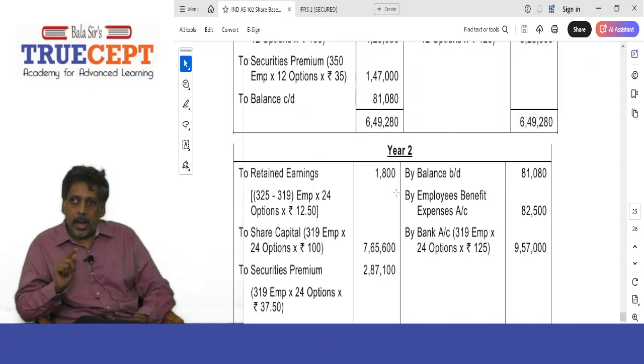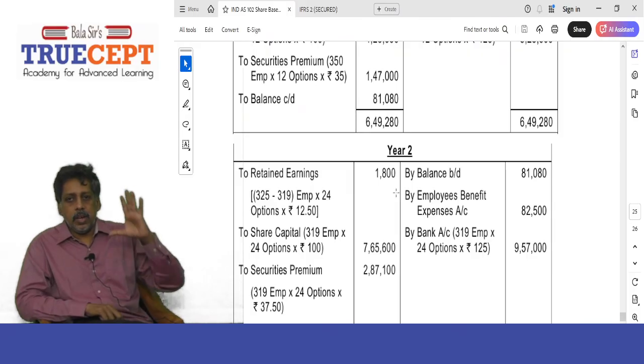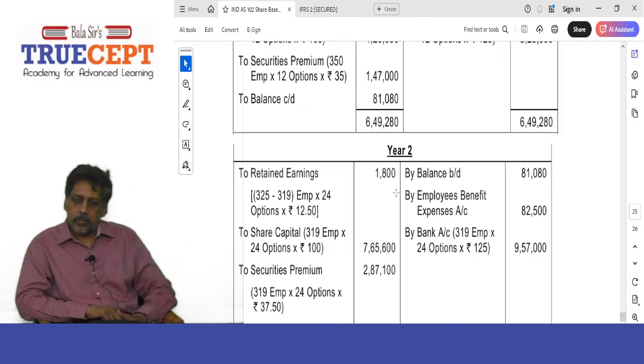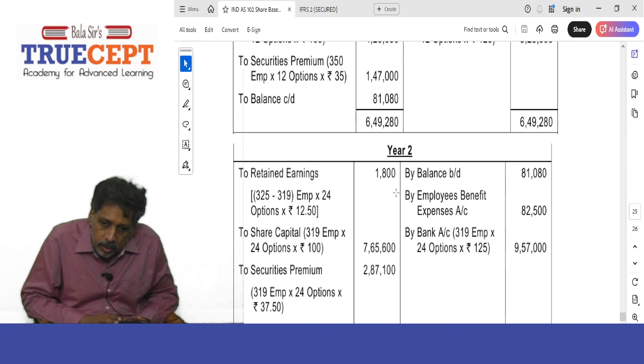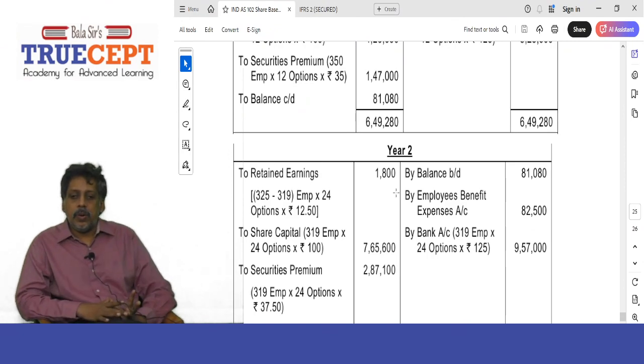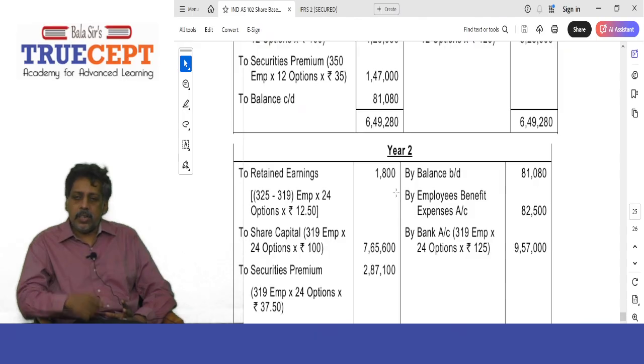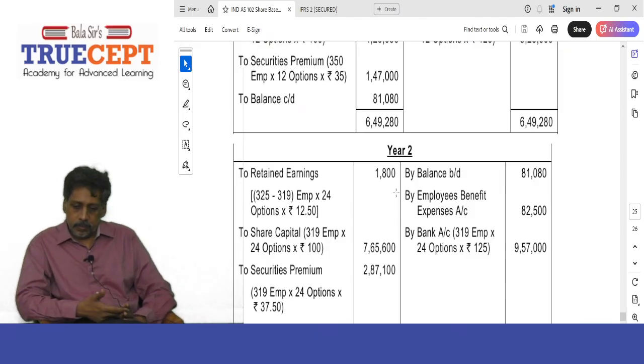Then by bank, amount brought in by 319 employees. That into 24 shares now allotted, into rupees 125. What is 319 into 24 by the way? 319 into 24 is 7,656. That is the number of shares allotted to them. That into rupees 125 gives you 9,57,000. That is the amount to be brought in by these people. Have they shown by bank? Yes, by bank.